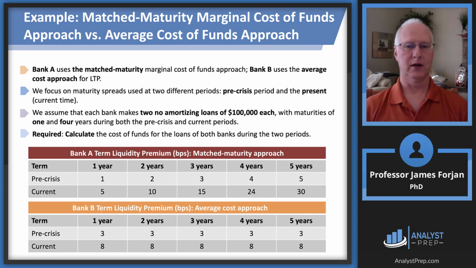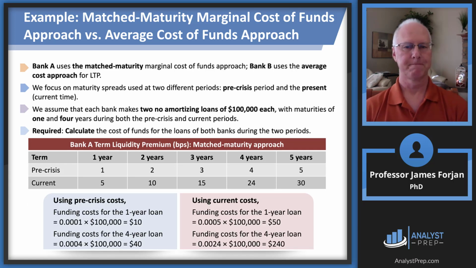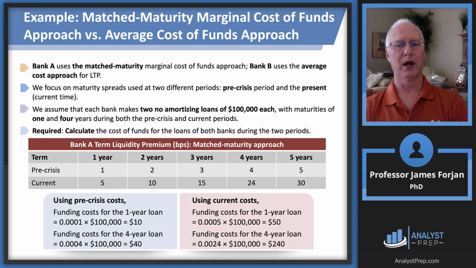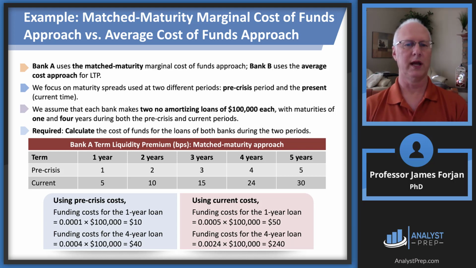So let's go ahead and get out our calculator and calculate the cost of funds for the loans of both banks. Let's first do Bank A. So let's look at that table, which is just a repeat of the table on the previous page. So look at the pre-funding costs. And let's just do a 1-year loan and a 4-year loan. Look at the purple arrow point up there. We assume that each bank makes 2 non-amortizing loans, $100,000 each, maturities of 1 and 4 years, pre-crisis and post-crisis. So all we're going to do is take the 1 basis point times the 100,000, and then the 4 basis points times the 100,000. So we get $10 and $40, right? Funding costs for a 1-year loan and a 4-year loan.